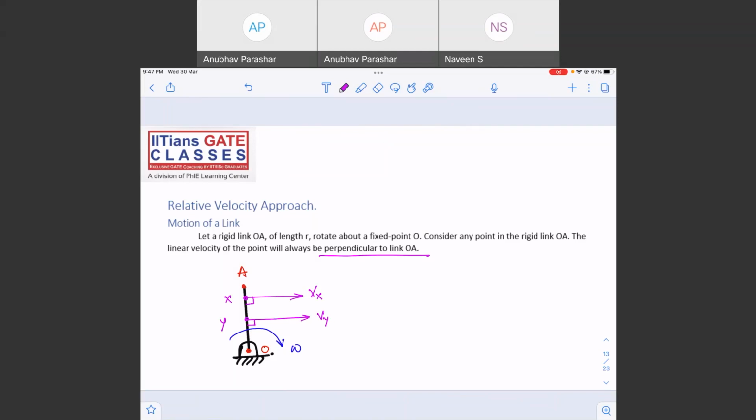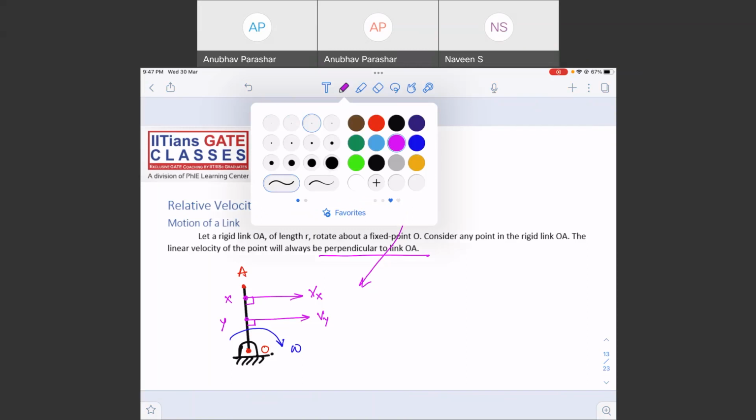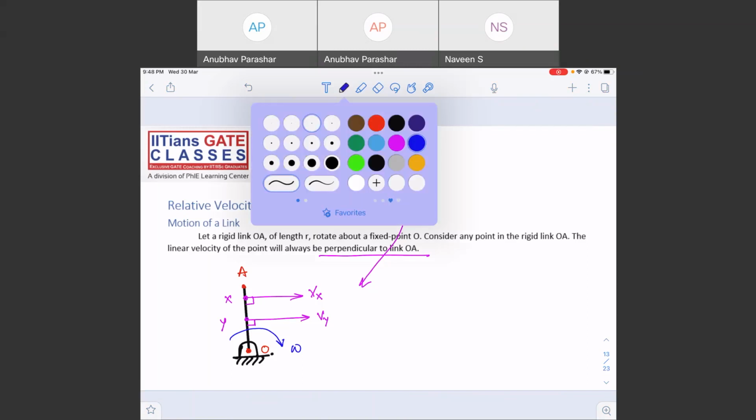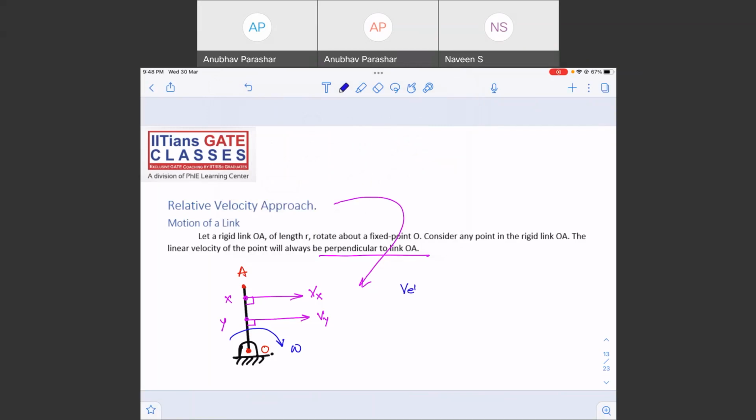Right? So this very concept is used in the relative velocity approach. If you sit down at one point, what you are going to see is that the velocity of the other point will be perpendicular to the line joining the two points. In simple words, velocity is perpendicular to the line joining.